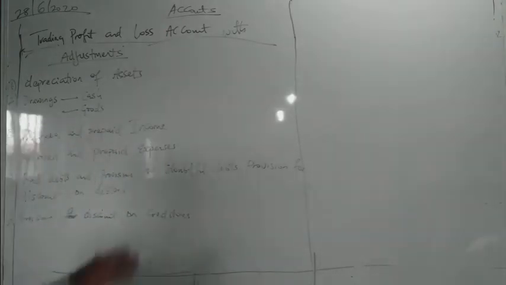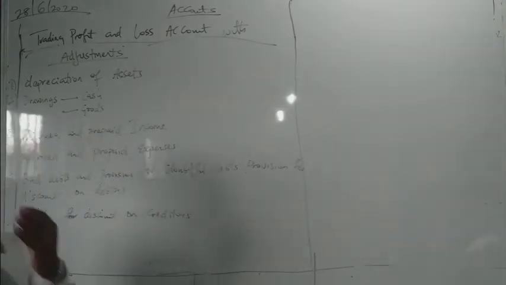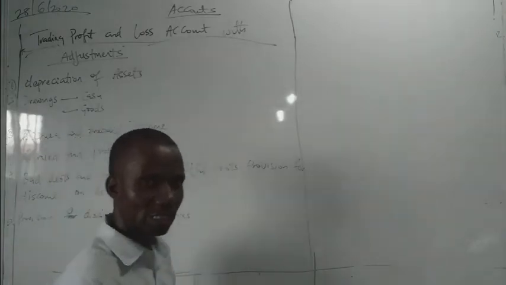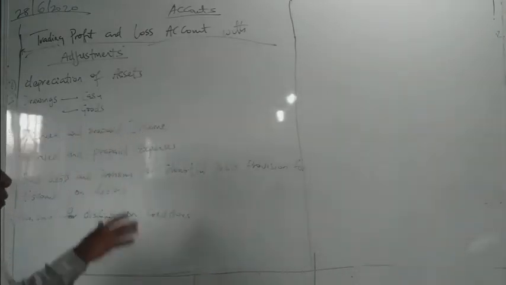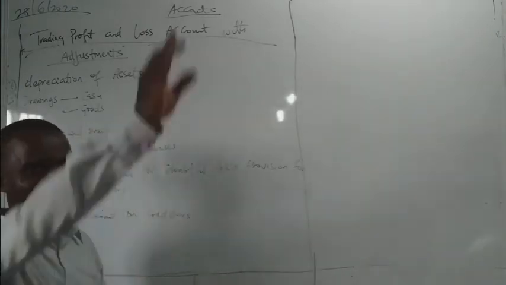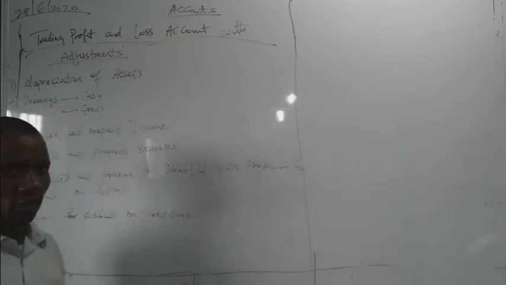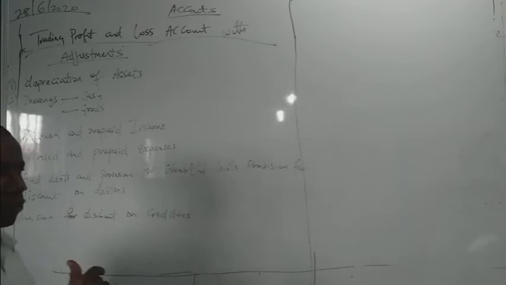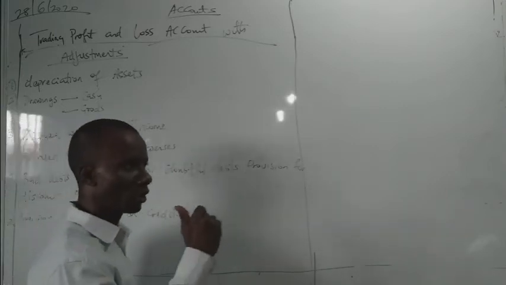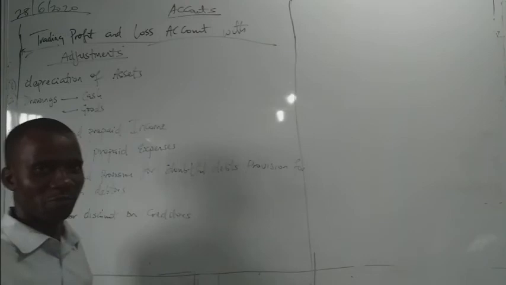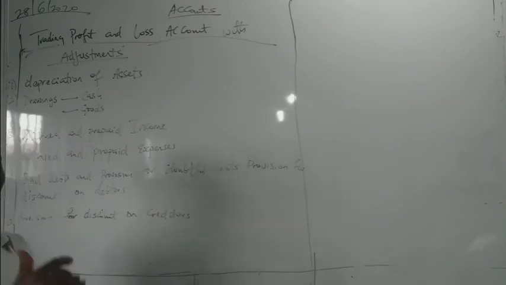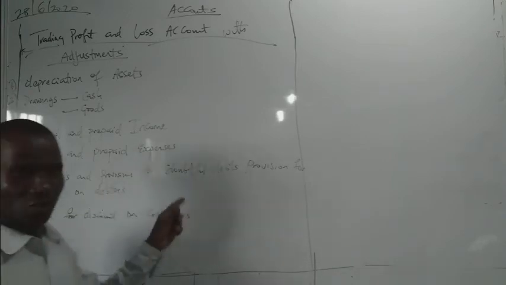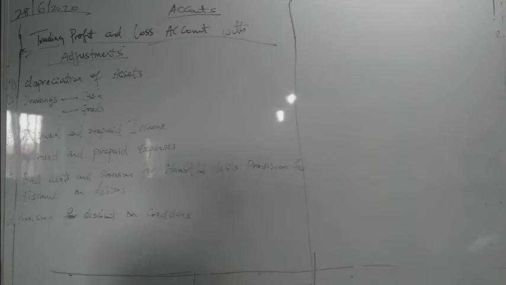What is the essence of this provision? Since you are not sure whether you will collect or not, accountants tend to understate profit or income. They don't like overstating your profit, so that people will not have a wrong perception of the business as making more profit than it is supposed to. So they tend to understate income and profit. That is why they brought out what is called provision for doubtful debt.